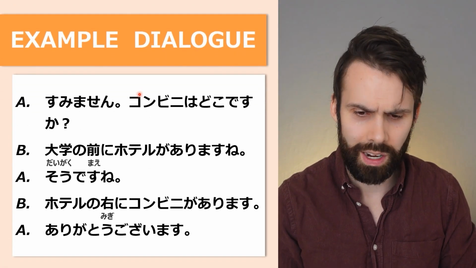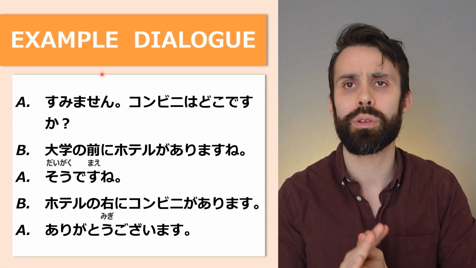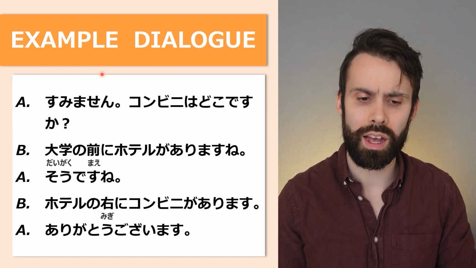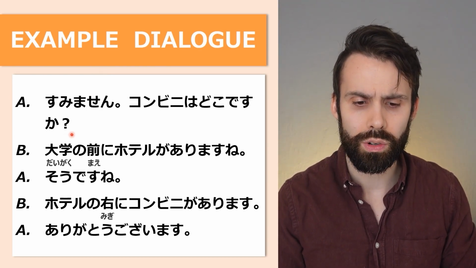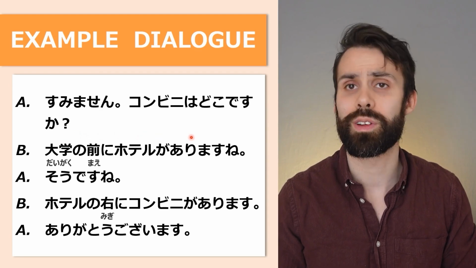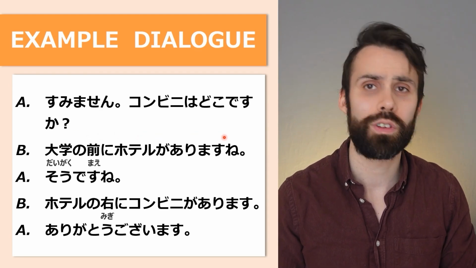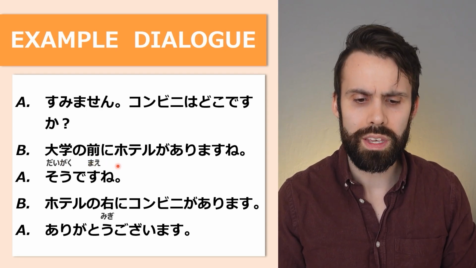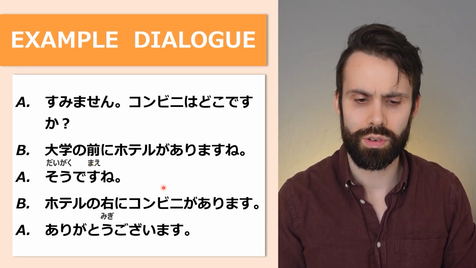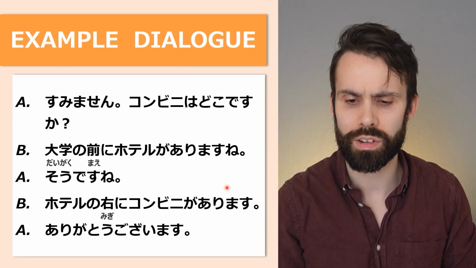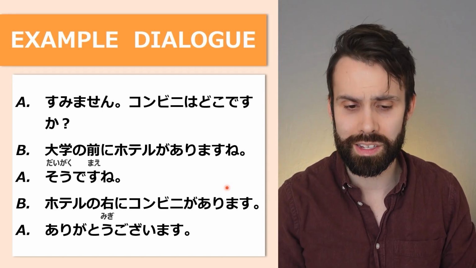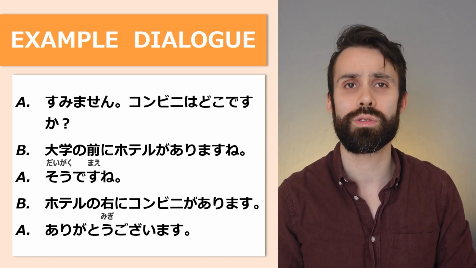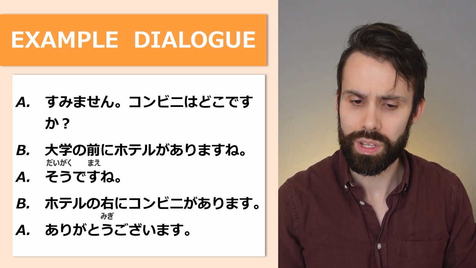Here's a little example dialogue. すいません、コンビニはどこですか? So, excuse me, where is the convenience store? 大学の前にホテルがありますね。So, there is a hotel in front of the university, right? そうですね。So, that's right. ホテルの右にコンビニがあります。So, to the right of the hotel, there's a convenience store. ありがとうございます。And thank you. Yes, and now we can go to the convenience store and get some cheap onigiri or whatever.